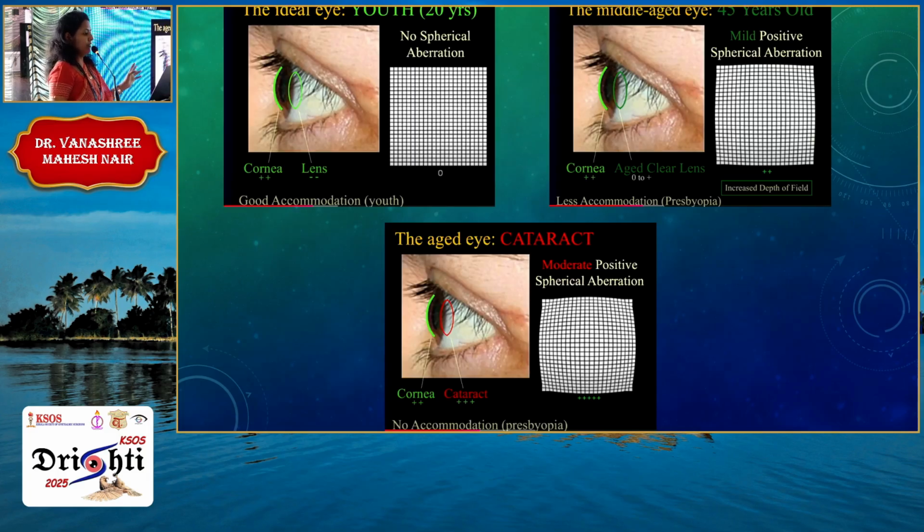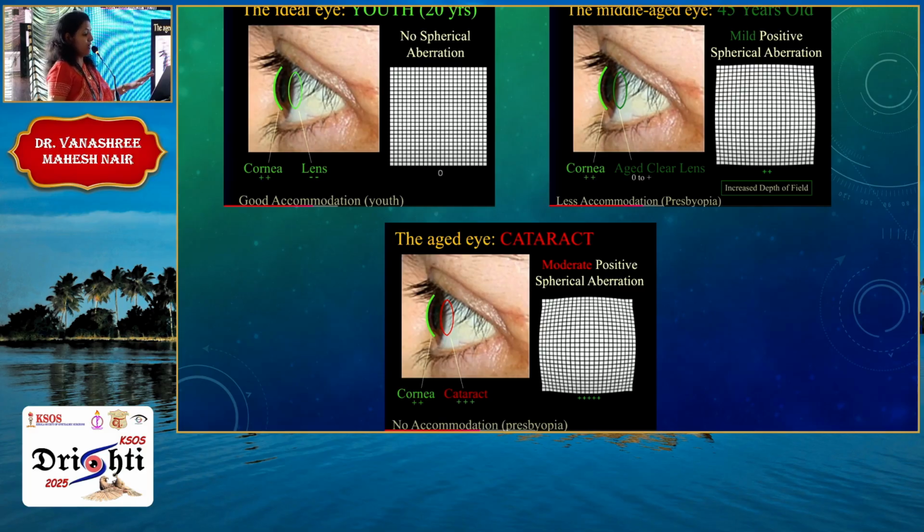So what happens is, in a young patient, the cornea has a positive spherical aberration. The lens actually gives a negative spherical aberration. So totally there's no spherical aberration and the image quality is very sharp and clear. In the middle age, say around 45 years, the cornea still has the positive spherical aberration. In the clear lens, the spherical aberration has almost come to zero. So there is an overall total mild positive spherical aberration, which is giving an increased depth of field, where the accommodation is slightly getting lost now.